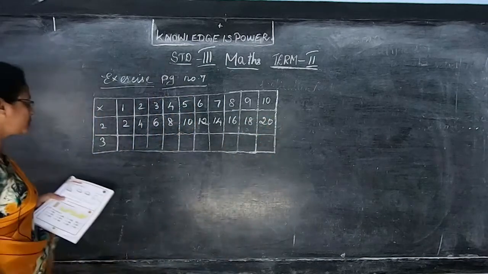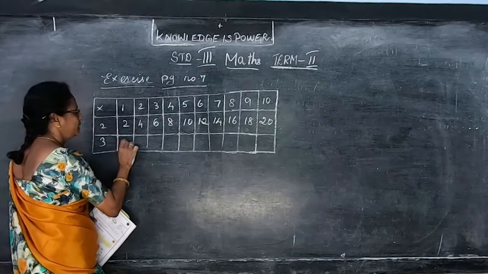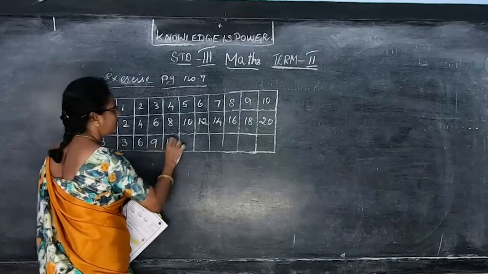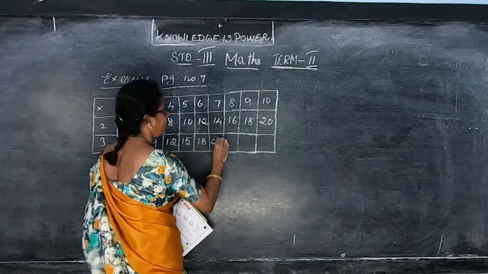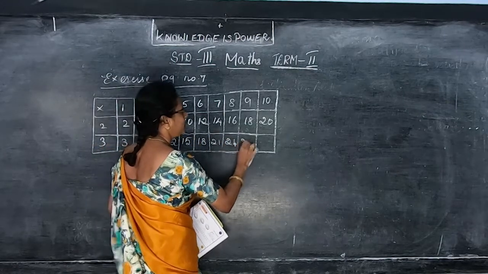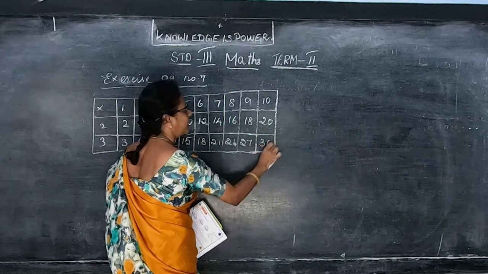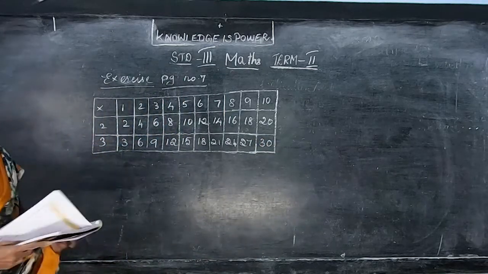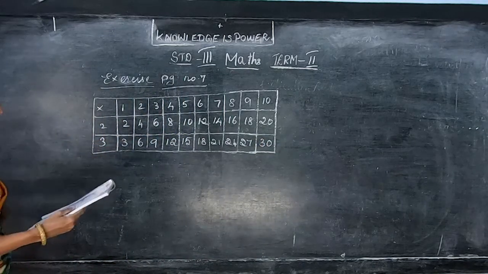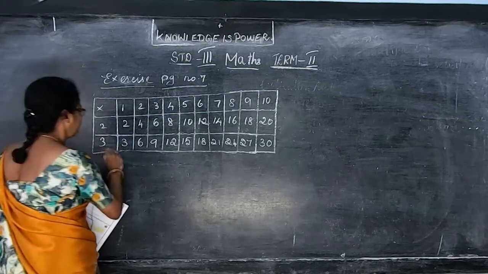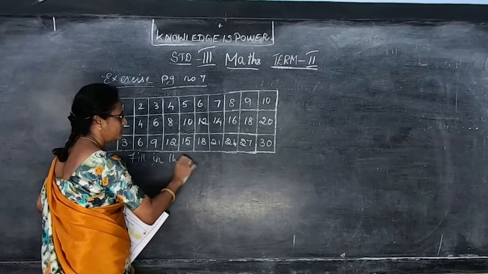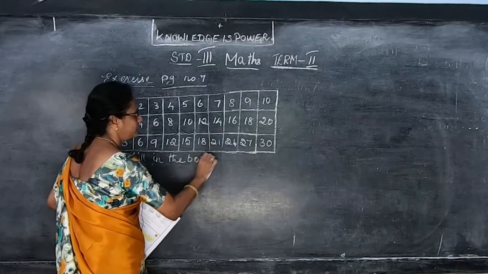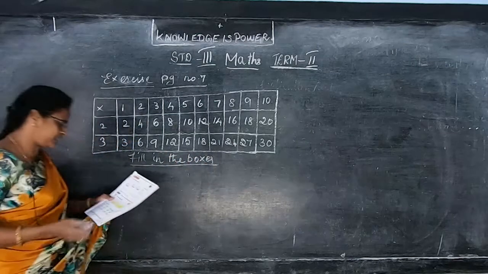Now in this box you are going to write the 3 tables. 3 ones are 3, 3 twos are 6, 9, 12, 15, 18, 21, 24, 27 and 30. So you have to complete the table like this in the boxes they are given. Now they will give fill in the boxes. They will give the tables in a mixed way.